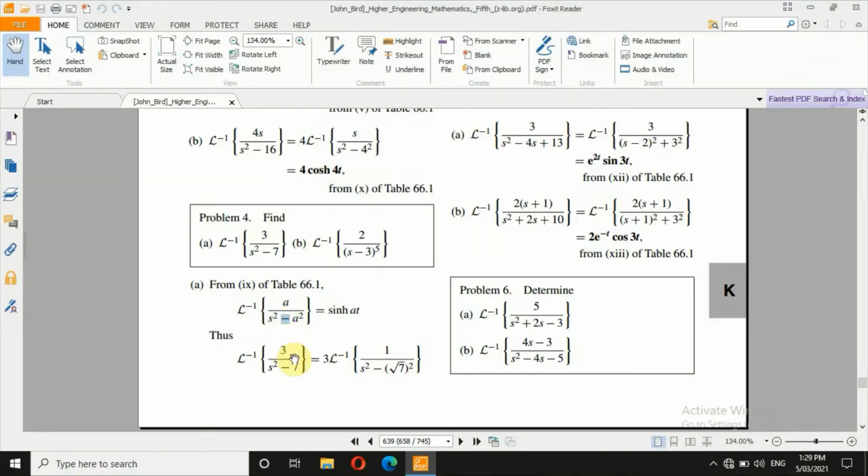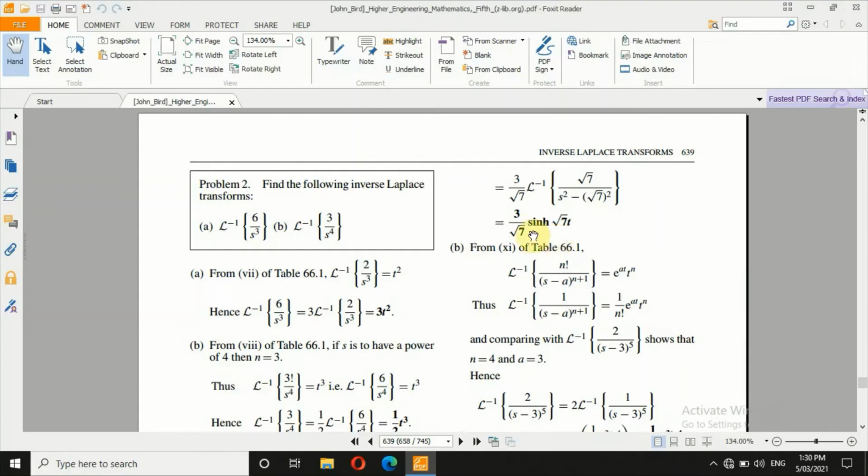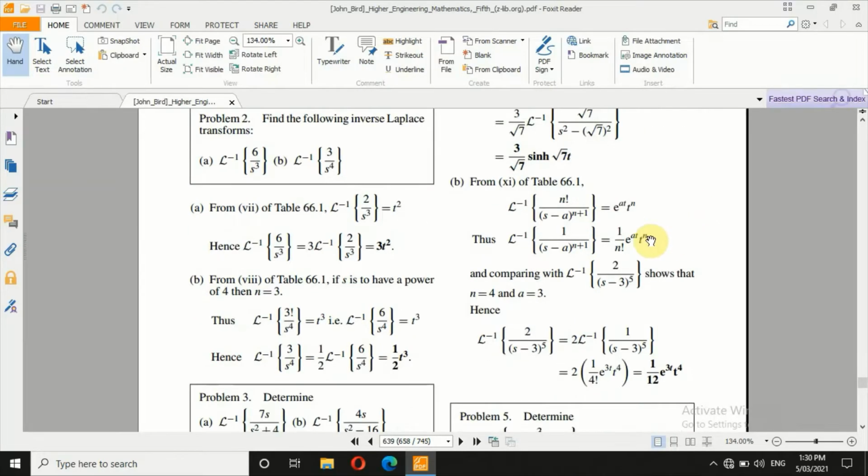Okay. Now look at this now. This is 3. 3 can come outside to give me 1 over x squared minus 7. So if that is the case, this 7 here, I can express 7 in terms of square root squared. Because you will notice that square root of 7 squared is the same thing as 7. So from here now, you can see that the answer to this one will be 3 sinh square root of 7t. That is what we are going to have. So if you look at it now, that is the answer. So you have this again, which is very simple again.